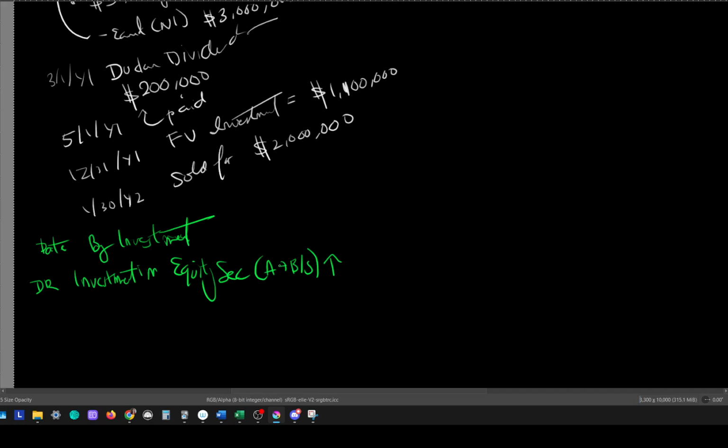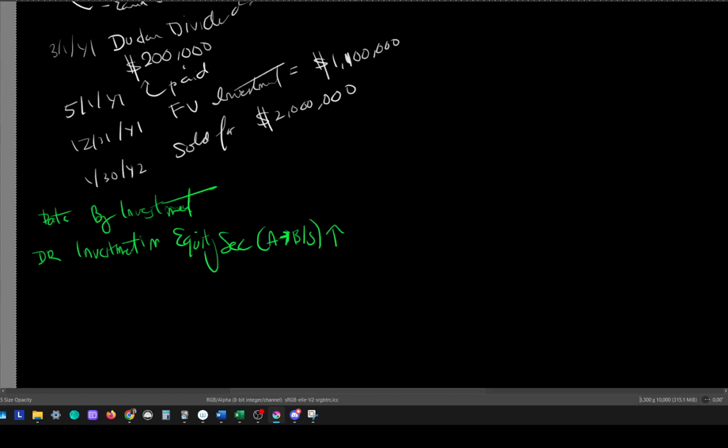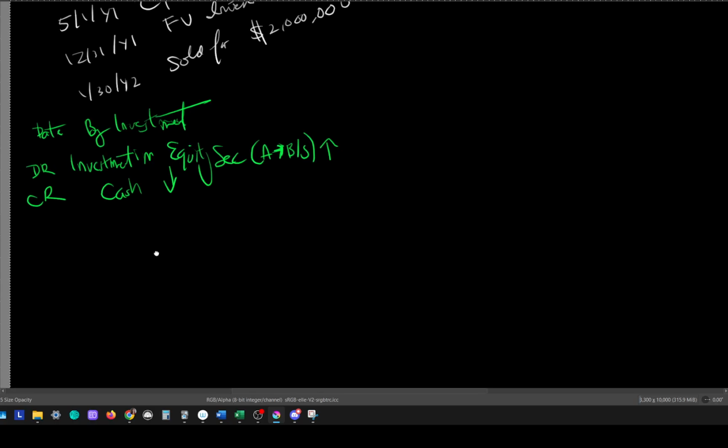I find that if you have a good foundation in accounting, it helps. But at the same time, even when you don't, it's a really good way to scan information. So I'm just going to label increases and decreases to accounts this way. So we increase the investment in equity securities account, which is an asset on the balance sheet. What do we credit? Very simple, cash. We paid cash for this. So cash goes down.